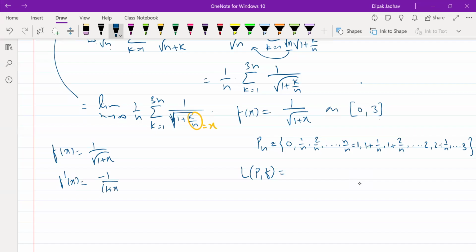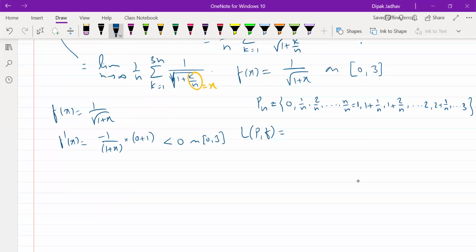Minus 1 upon 1 plus x into 1, 0 plus 1. So this is less than 0 on the closed interval 0, 3, because x is positive, so minus of that becomes negative. Here f is decreasing. So instead of the upper Riemann sum, we are computing the lower Riemann sum.